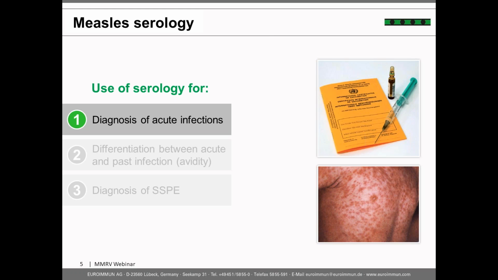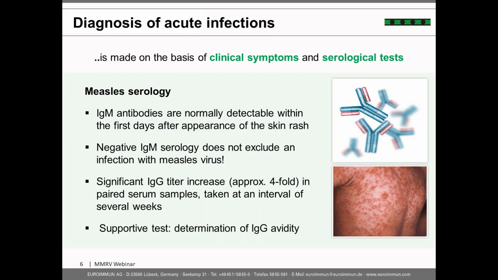So let's talk about serology and its use in the diagnosis of acute infections. Obviously, the clinical symptoms have to be in place, molecular testing hopefully as well, and combined with the serological results, a diagnosis for an acute infection can be made. What do we usually observe in patients suffering from an acute infection? The IgM antibodies are normally detectable within the first days after the appearance of the skin rash. But even in IgM negative patients, you cannot rule out an acute infection for a number of reasons.